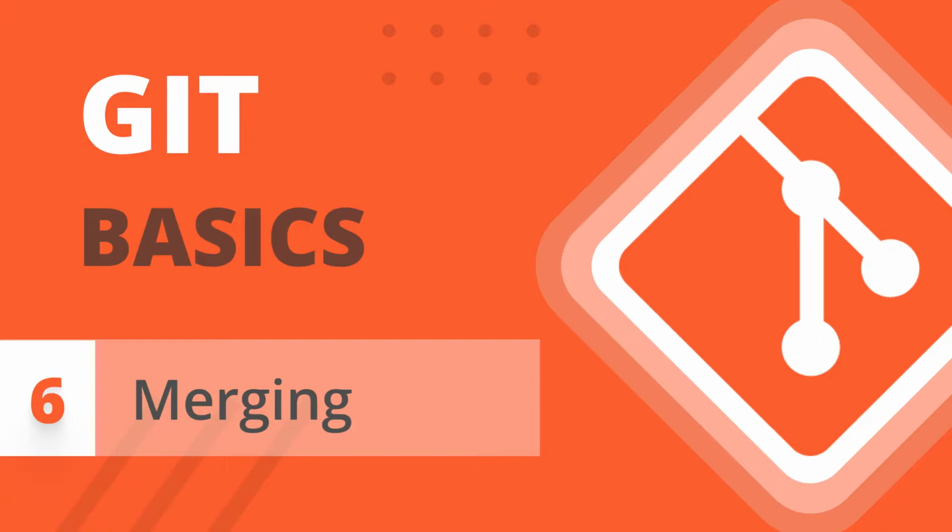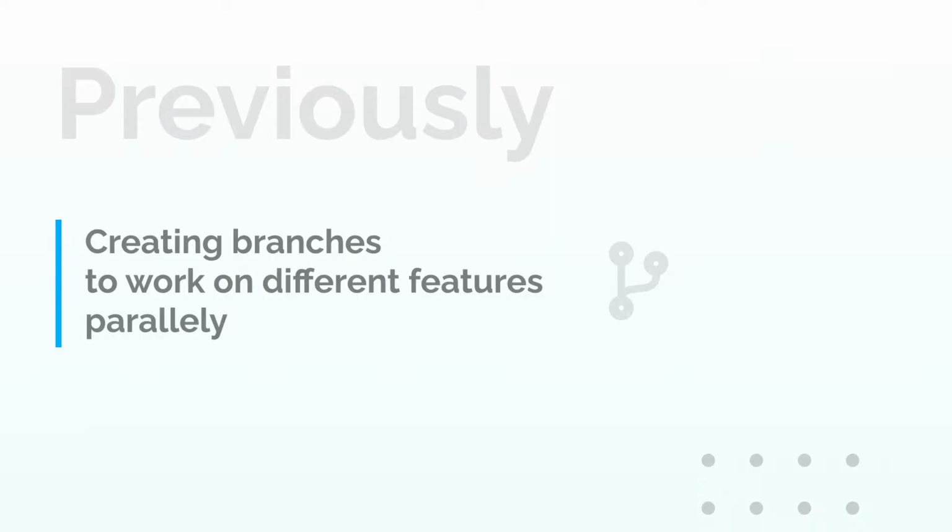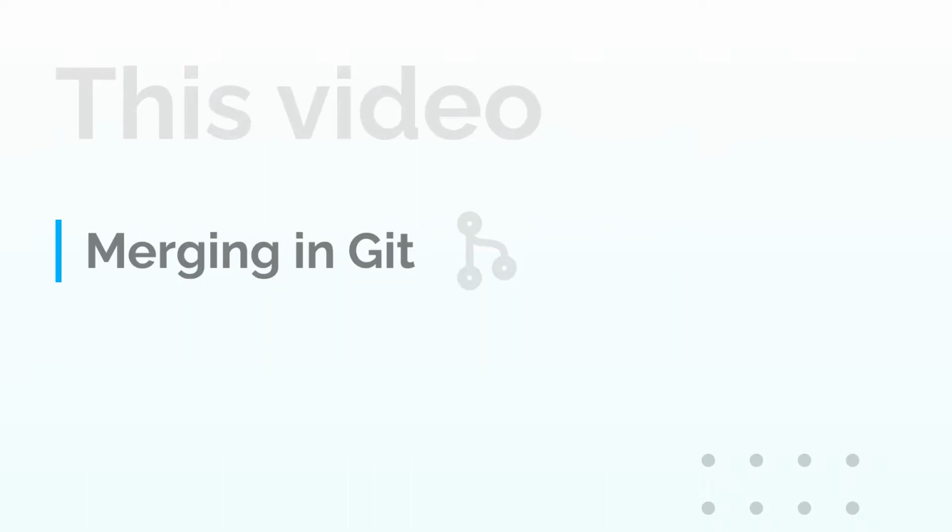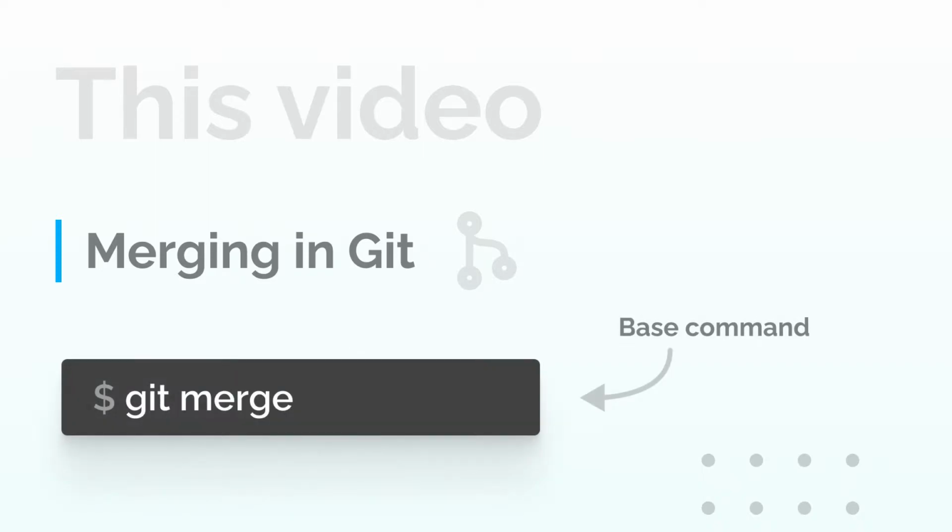Hey, so we finally get to wrap the short series covering the basics of Git. In the previous video, we saw how to create branches in Git projects to work on different features in parallel. But leaving your branches just like that isn't fun. We need a way to combine the features we created in a branch into another branch. That is where merging comes into the picture. The base command is git merge, and we'll discuss the different syntaxes through a few examples.